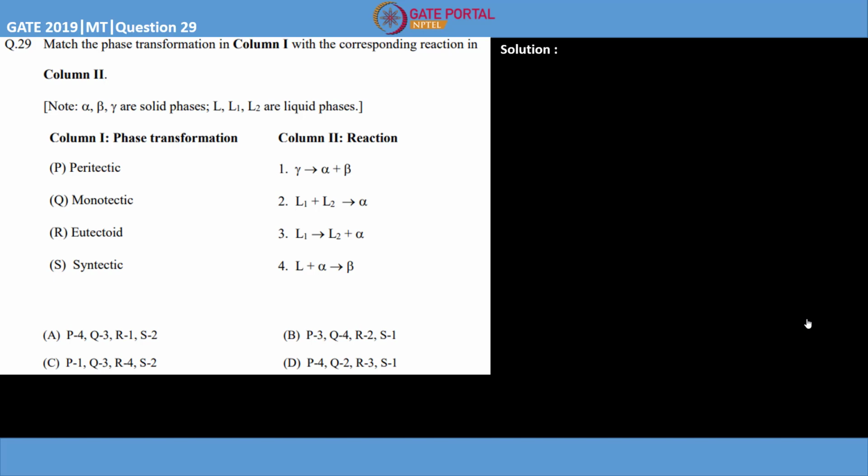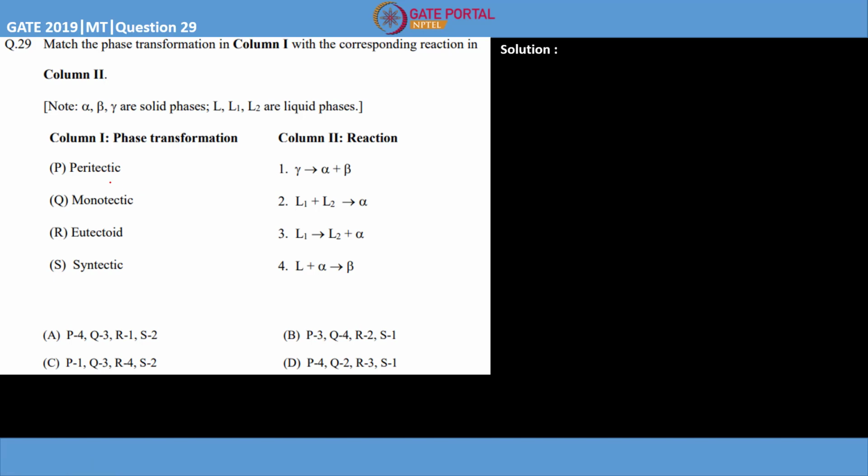So this is question number 29 of GATE 2019, which is a match the column type of question. In column 1, we have been given the name of the phase transformation, as you can see here, and in column 2, the reaction for that phase transformation is given. Basically in column 1, they have mentioned the invariant reactions, and how that reaction looks is shown in column 2. So we have to match the name of the phase transformation with the correct reactions. So we will go one by one.